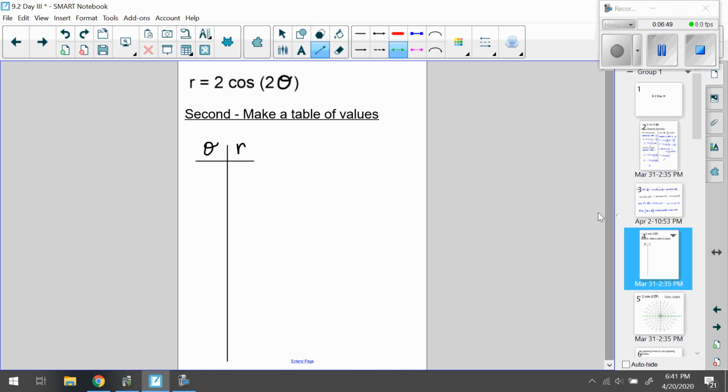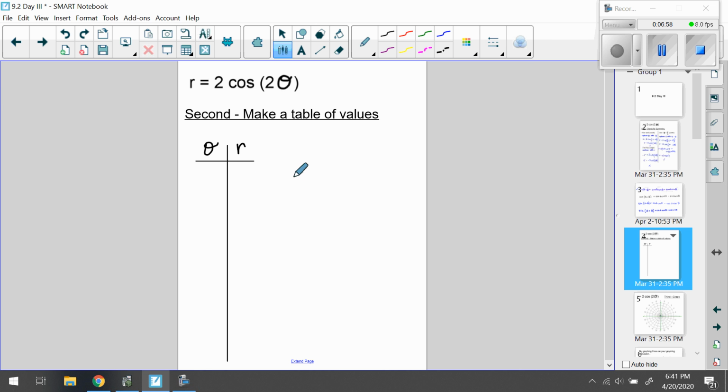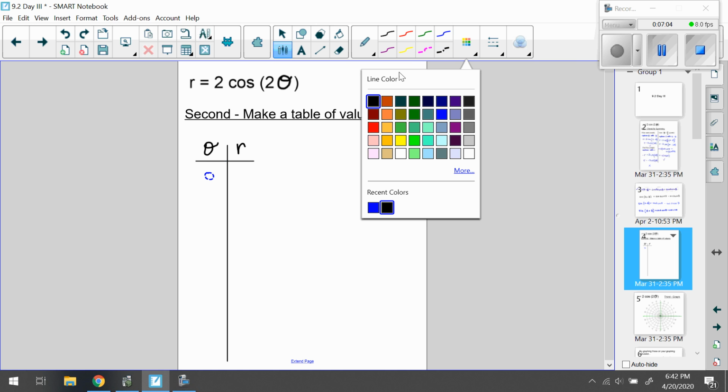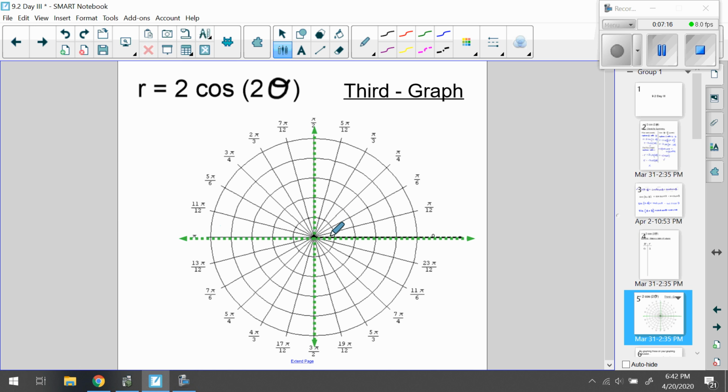Okay, so now we're ready to put some values into our table. And I think, like before, I would recommend that you pick nice and easy numbers. Friendly quadrantal angles like 0, of course, is always a good choice. So 2 times 0 is 0. Cosine of 0 is 1. 1 times 2 is 2. So we could start with (0, 2) on our graph.